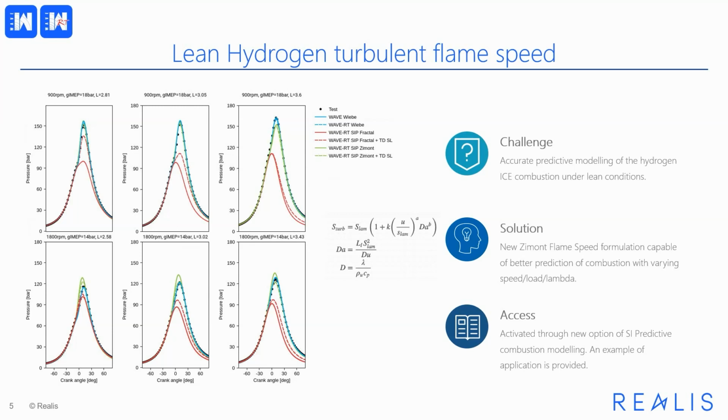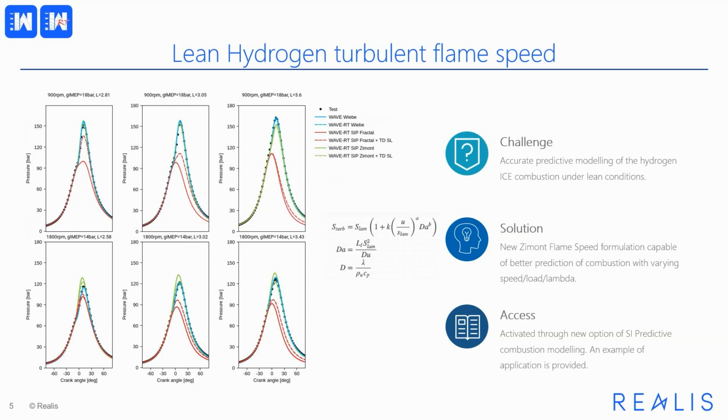With the same heat transfer setting, the SI predictive combustion model was calibrated with and without using thermodiffusivity laminar flame speed for the fractal turbulent flame speed model present in the previous release and the Ximont turbulent flame speed model introduced in the current release. The new model is available for both WAVE and WAVE RT, but calibration was run in RT to speed up the process. Calibration parameters are as follows: fractal model, burn area decay exponent, ignition radius, engine speed exponent, plus parameters of the turbulent model.